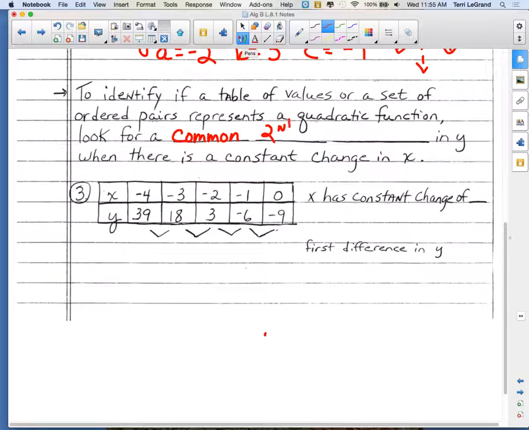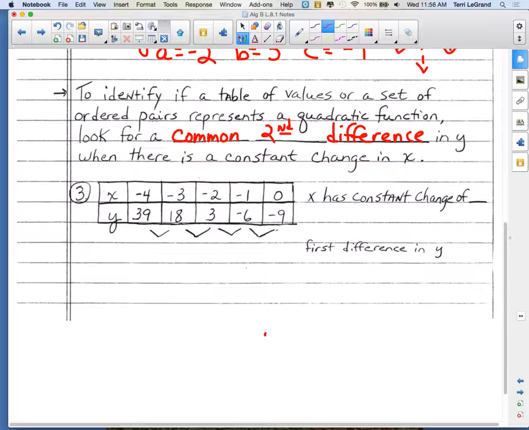A common second difference in y. It can't be a first difference, it has to be a second. If it's a common first difference, now we have a linear function. If it's a common second difference, then we have a quadratic. And if you have to go even further than that, then we're getting into some other families, okay? When there is a constant change in x. So we want a constant change right away in the x's, but then we're going to look for a second constant change, or a second common difference in the y's.